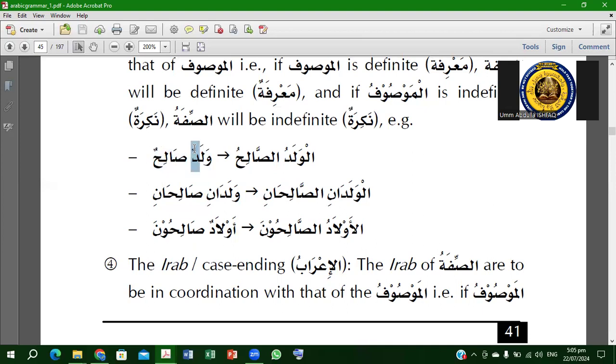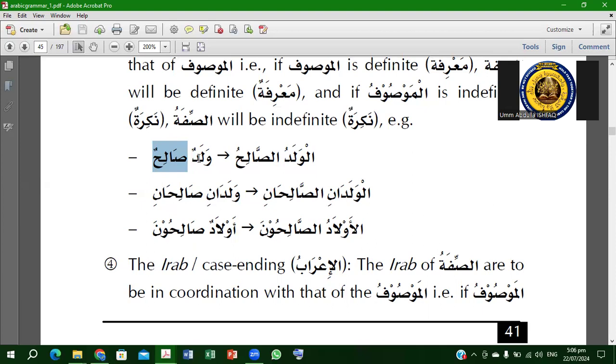Is it in halat rafa? Yes, with dhamma, it is in halat rafa. This also should be in halat rafa. Is this singular? Yes, waladun is singular, so salihun also should be singular. So in number, in gender, in type, and in status, they should be compatible. They should be the same.